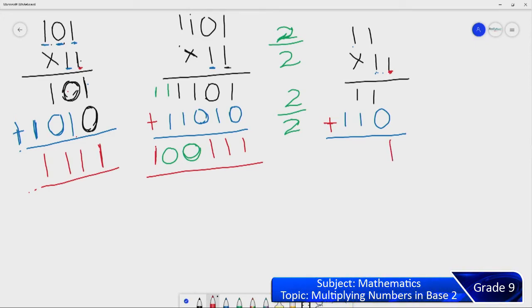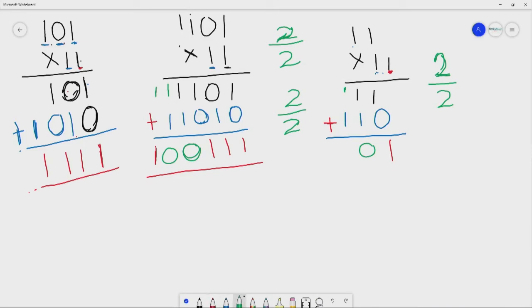1 plus 1 gives us 2, but we can't put the 2 in. Put it outside, and we divide it by 2. 2 into 2, 1. We put it at the top. How many remaining? 0. Put the remainder in. Next, we have 1 plus 1, which will give us 2 again. So we have to repeat the step. Put the 2 outside.